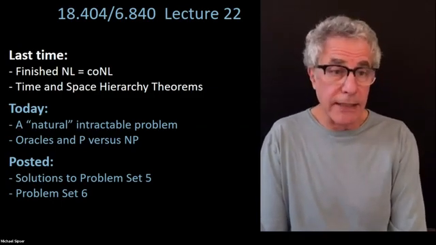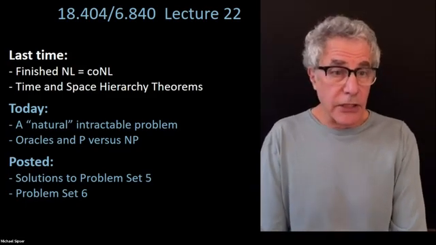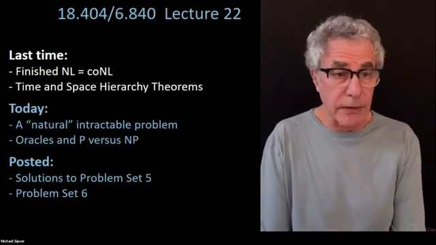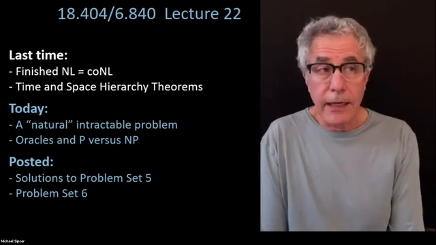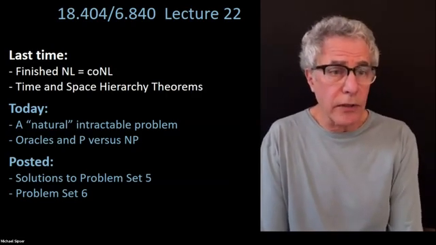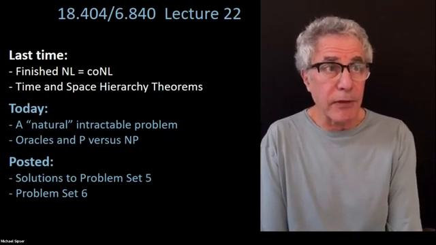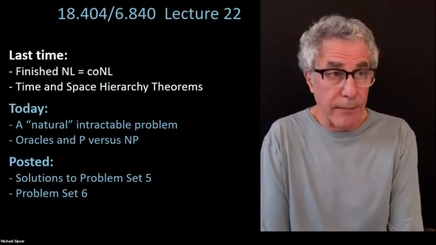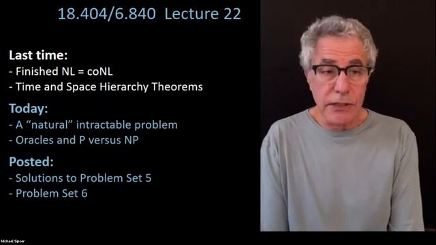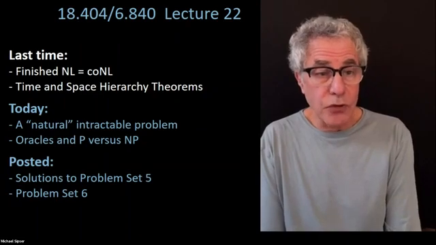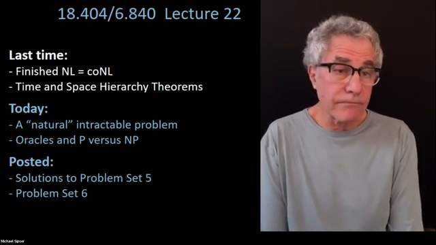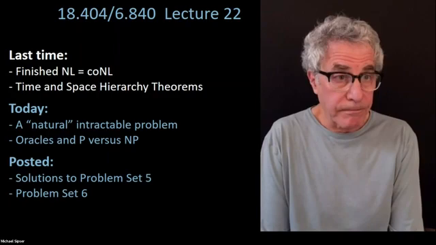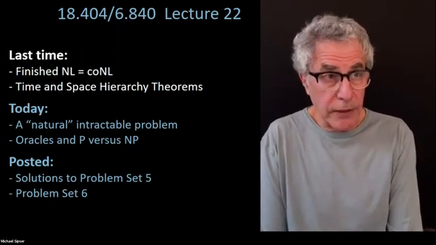It was a proof basically by diagonalization. I don't know if you recognized the diagonalization there, but when you're encoding a machine by an input, and then basically running all possible different machines, that's essentially a diagonalization. So today we're going to build on that work to give an example of what we call a natural intractable problem. We'll say a bit more about what that means. And then we're going to talk about something which is a different topic, but nevertheless related, having to do with oracles and methods which may or may not work to solve the P versus NP problem, which of course is a big open problem in the field.